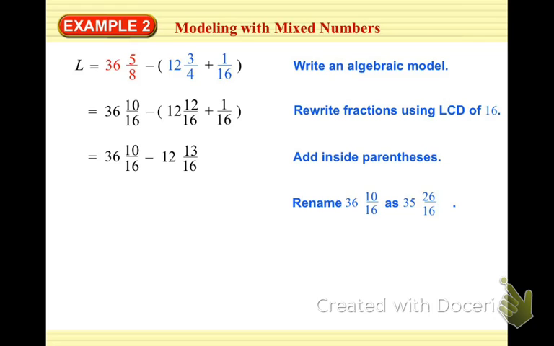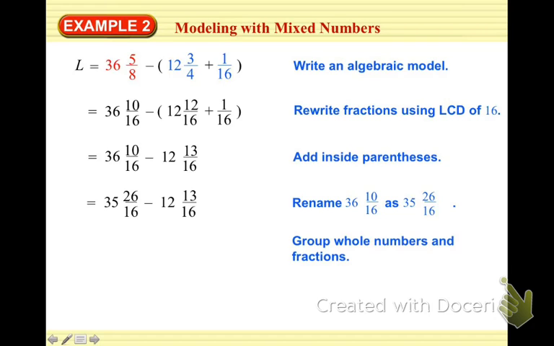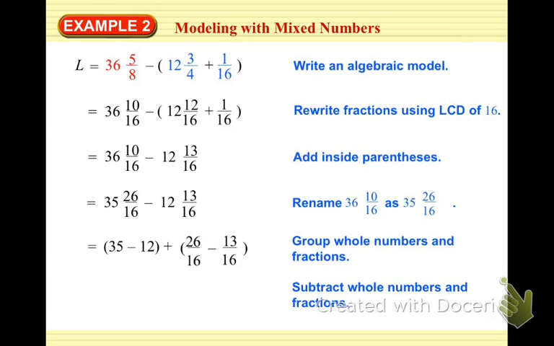So with a little bit of borrowing, we can rewrite the fractions. Now we can take 13 from 26, and so we can group 35 and the 12 together, and then the fractional parts together. And we get 23 and 13/16.